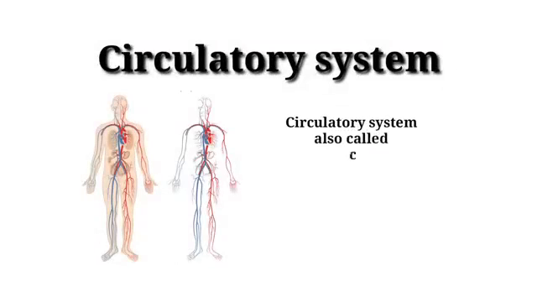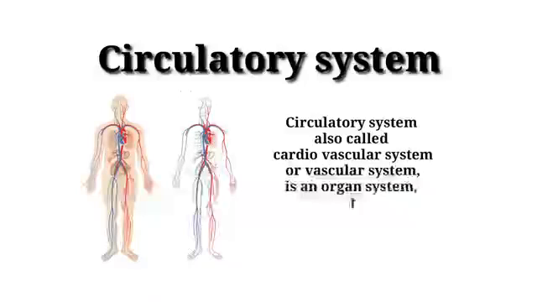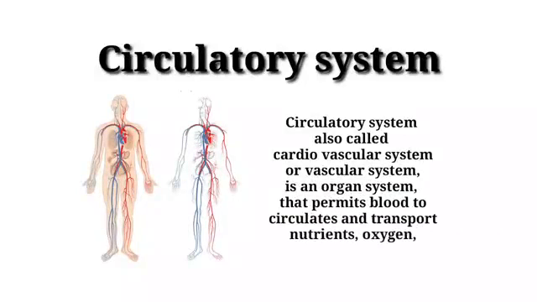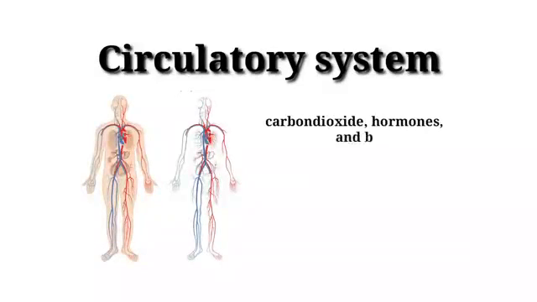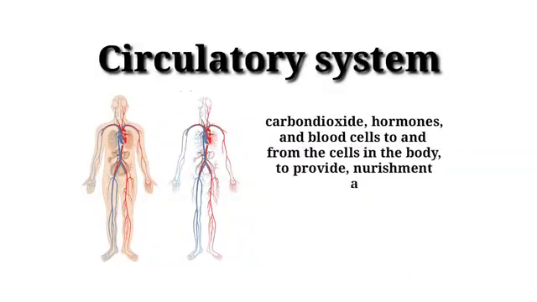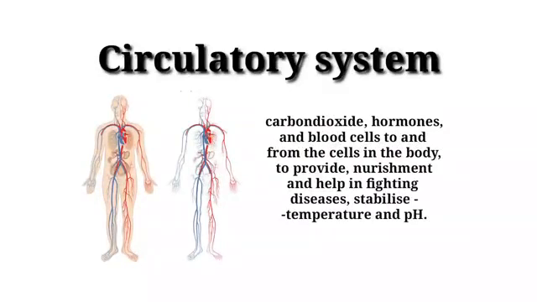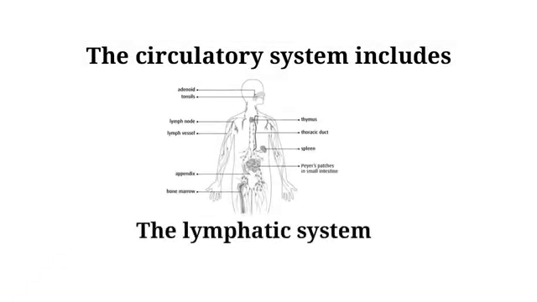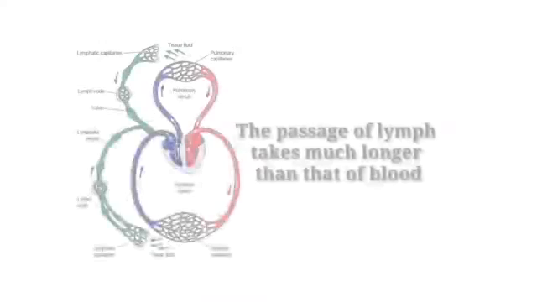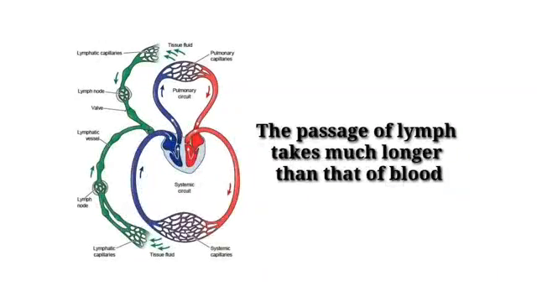The circulatory system, also called the cardiovascular system or vascular system, is an organ system that permits blood to circulate and transport nutrients, oxygen, carbon dioxide, hormones and blood cells to and from the cells in the body to provide nourishment and help in fighting diseases, stabilize temperature and pH. The circulatory system includes the lymphatic system, which circulates lymph. The passage of lymph takes much longer than that of blood.